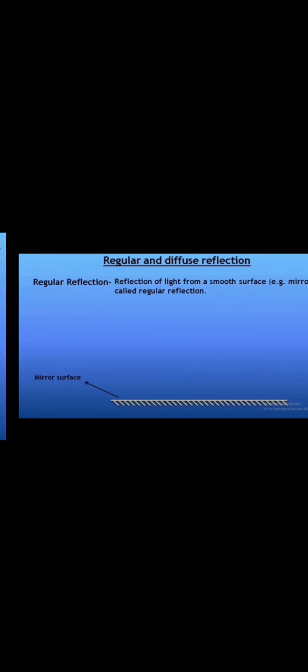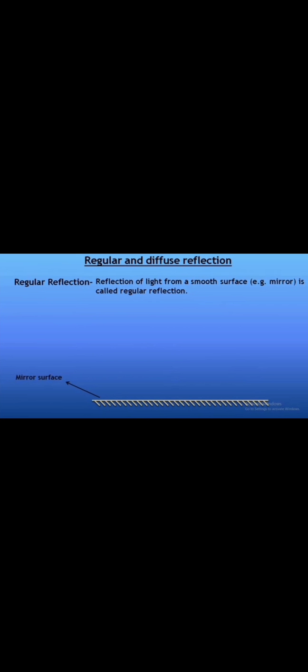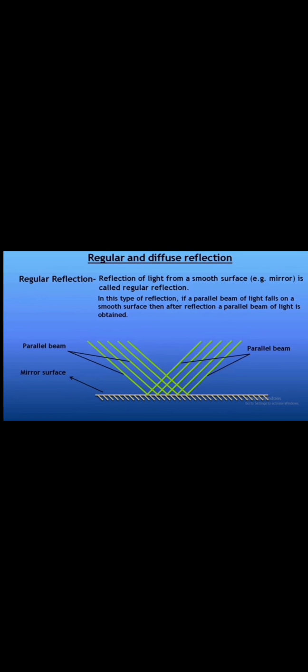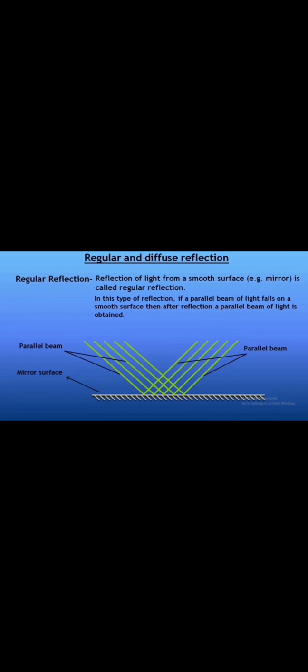Now the next topic is regular and diffuse reflection. Students, reflection of light from a smooth surface, that is a mirror, is called regular reflection. You can see in this diagram, when parallel beams of light fall on a mirror, they are reflected back as a parallel beam of light only. Can you see in the diagram? So in this type of reflection, if a parallel beam of light falls on a smooth surface, then after reflection a parallel beam of light is obtained. This is called regular reflection.